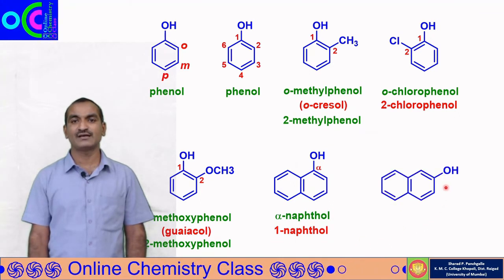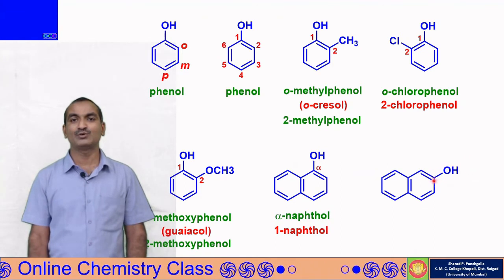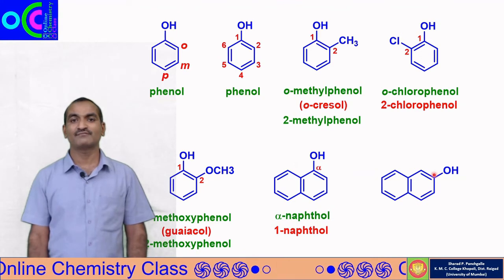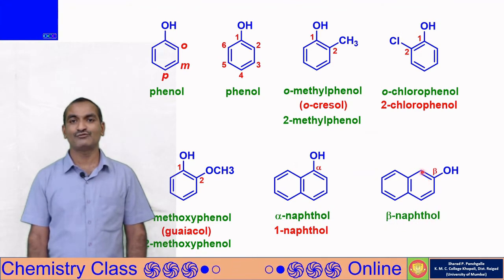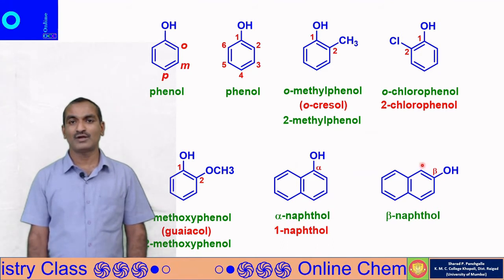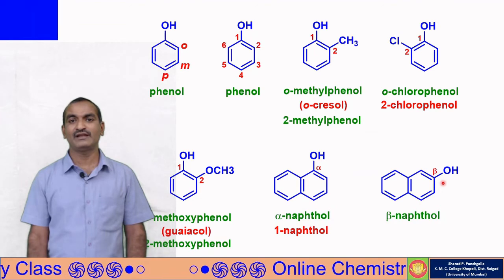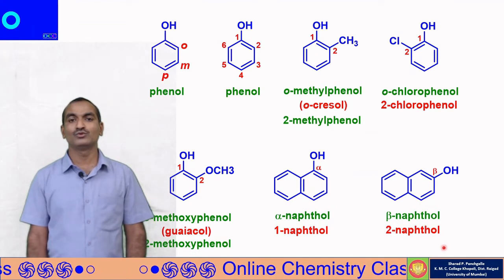Now in the next example, the hydroxy group is present at the beta position of the naphthalene, so this is known as beta-naphthol. Just now we have seen numbering in the naphthalene ring: alpha will get number 1, beta will get number 2, so this is also known as 2-naphthol.